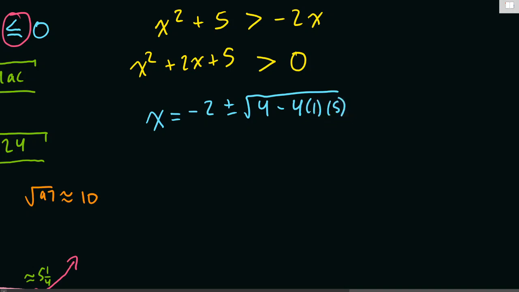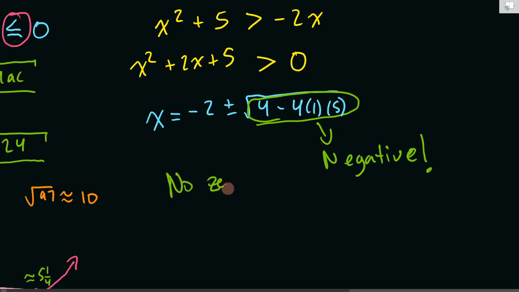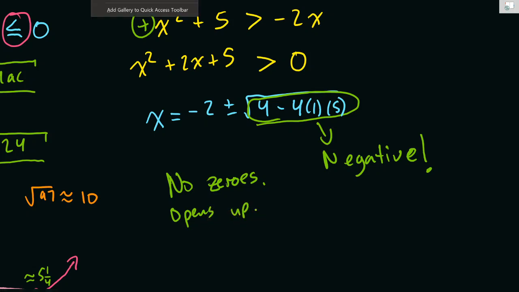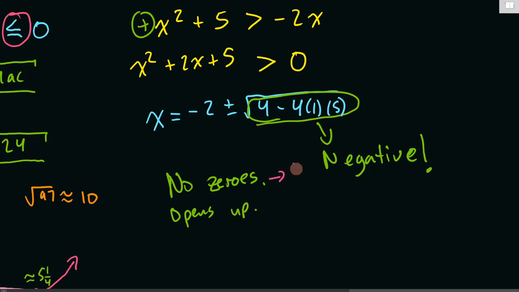Wait a second. I don't even need to keep going. That's negative. Since that's negative, I can just stop right now. I've got a negative discriminant, which means how many solutions do I have? There are no zeros. And since the leading coefficient is positive, it opens up. The fact that there's no zeros gives us 2 possible shapes: a parabola up here, or a parabola down here. But since it opens up, we know it's not this, it's got to be that one.